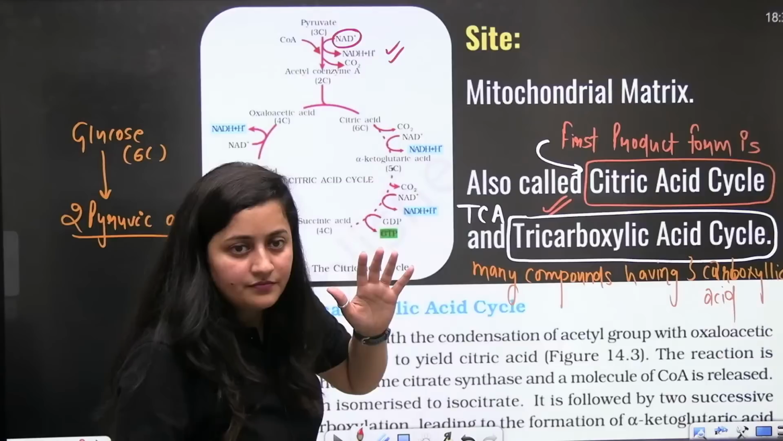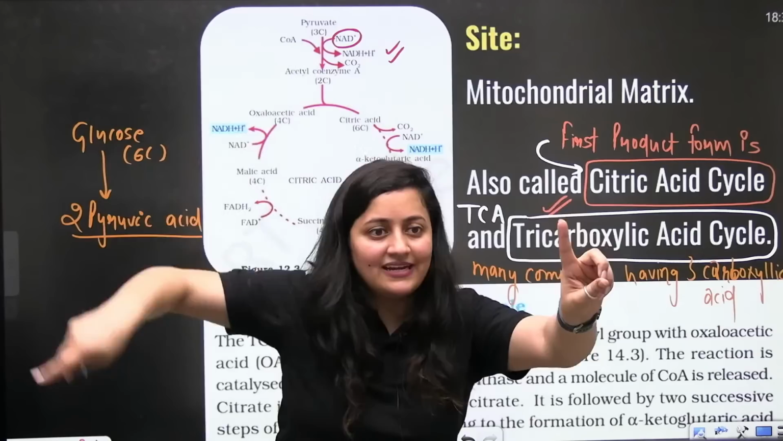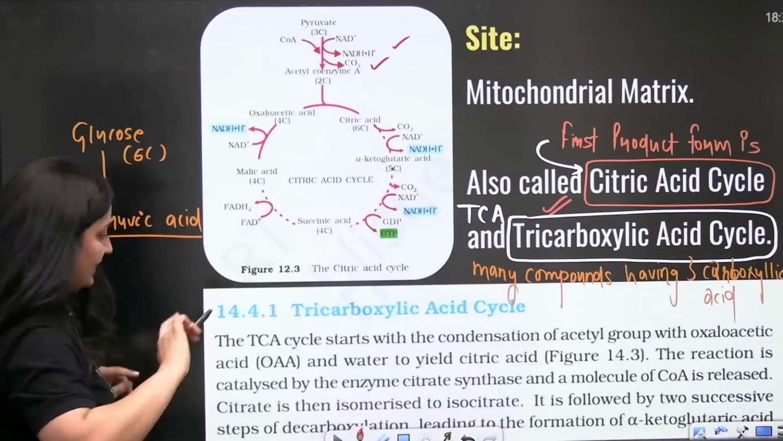Both the pyruvic acids will be converted to acetyl coenzyme A. So what do two pyruvates mean? Two acetyl coenzyme A means two times that Krebs cycle will run. From one glucose, two times that Krebs cycle will run. That's the point. Right? So this reaction is clear. Any doubt? Now, another type of question is going to come in the NEET examination.